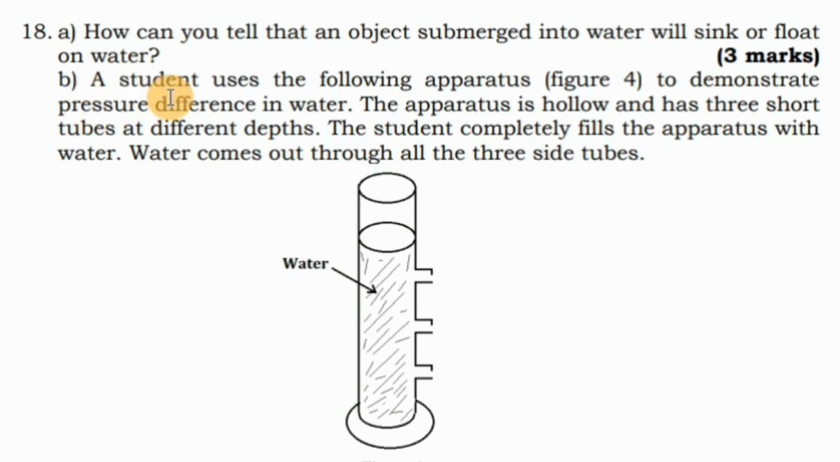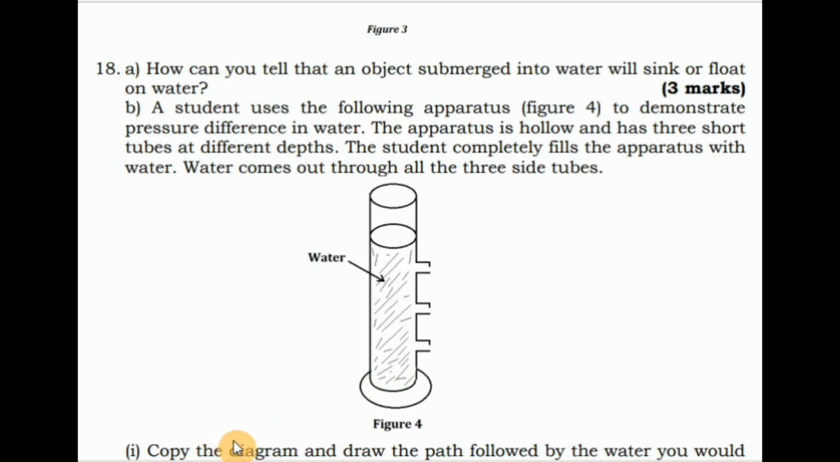And B, a student used the following apparatus to demonstrate pressure difference in water. The apparatus is hollow and has 3 short tubes at different depths. The student completely filled the apparatus with water. Water comes out through all 3 side tubes, you see: the first tube, the second one, and even the third one.